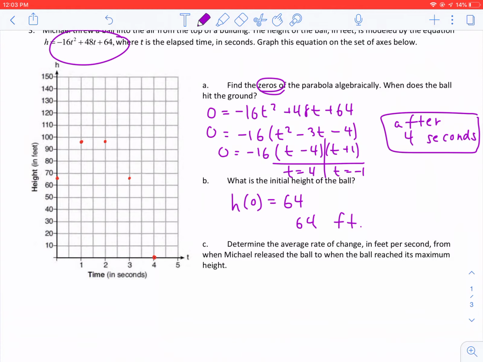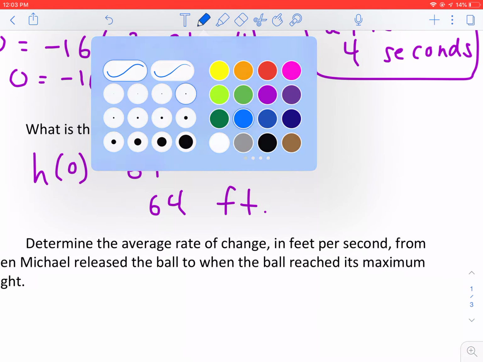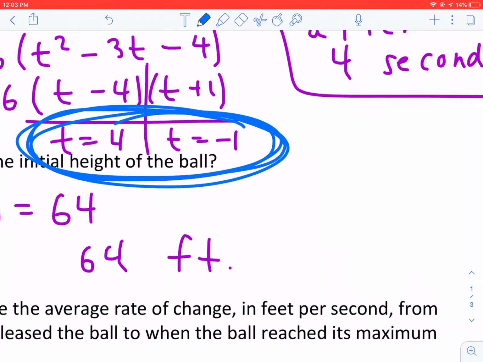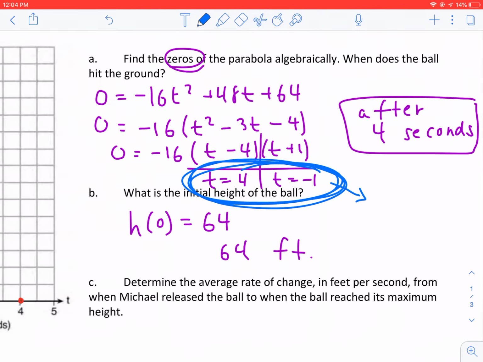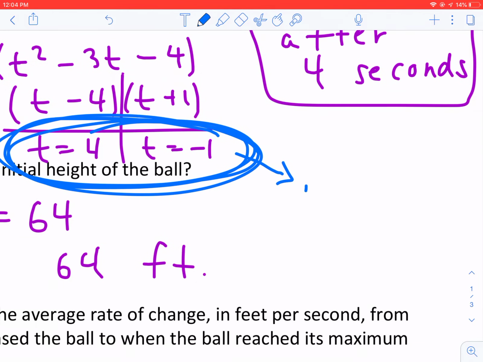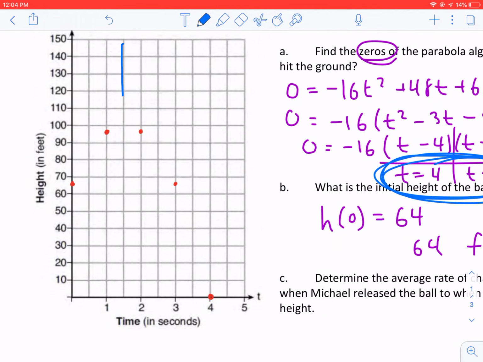This didn't ask us to find the vertex, but let's go ahead and find the vertex just so I can plot it more accurately. So I know my vertex is going to be on the axis of symmetry here. Having these two zeros, again, I can find the axis of symmetry by taking the average of those two numbers, right? Or you can do negative b over 2a using the original equation. If I average the two zeros, I get 4 plus negative 1 divided by 2, which is 3 over 2, which is 1.5. And we already know that from my graph also.